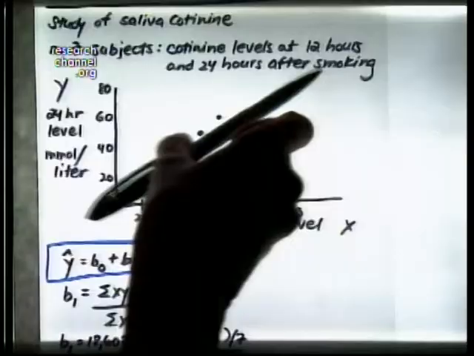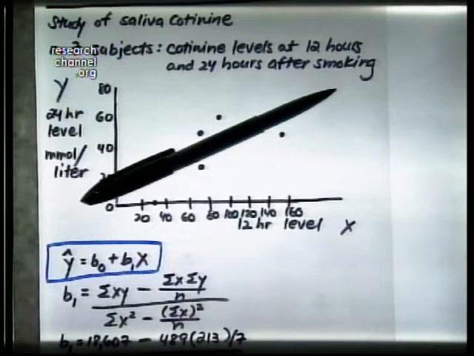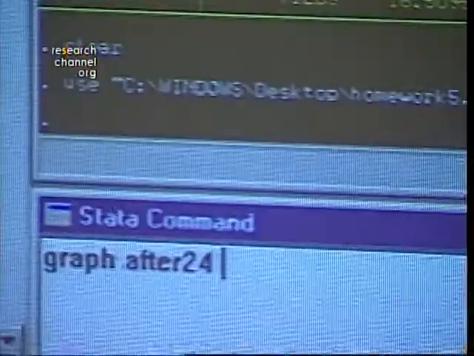Based on now having the form of the best fitting line, the one that minimizes the sum of the squared differences between each point and the line, I would be able to draw that. What I'm going to do is show you what we would see if we used Stata. Here I could graph the 24-hour measure versus the 12-hour measure, and my scatter plot shows pretty much what the artist did by hand. We see that there's a positive linear relationship. As the 12-hour level increases, so does the 24-hour level.